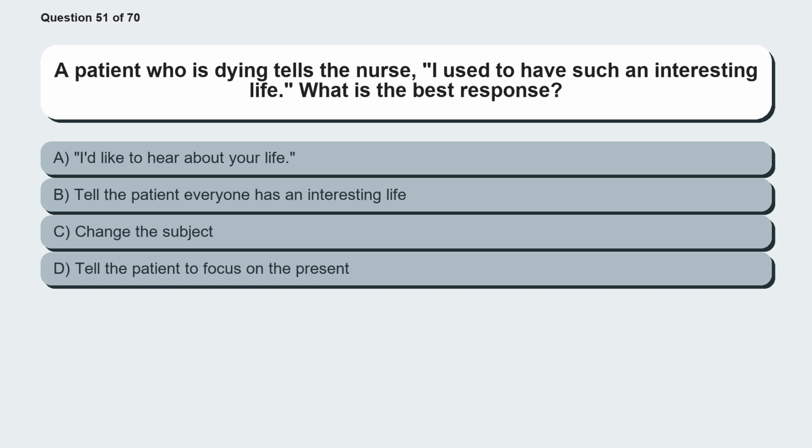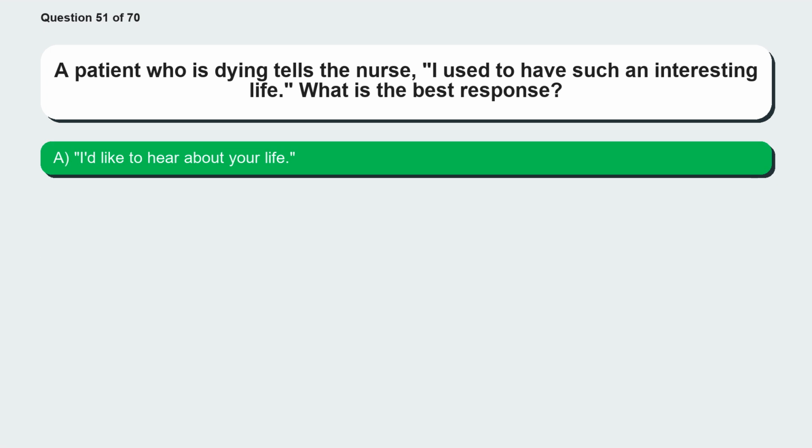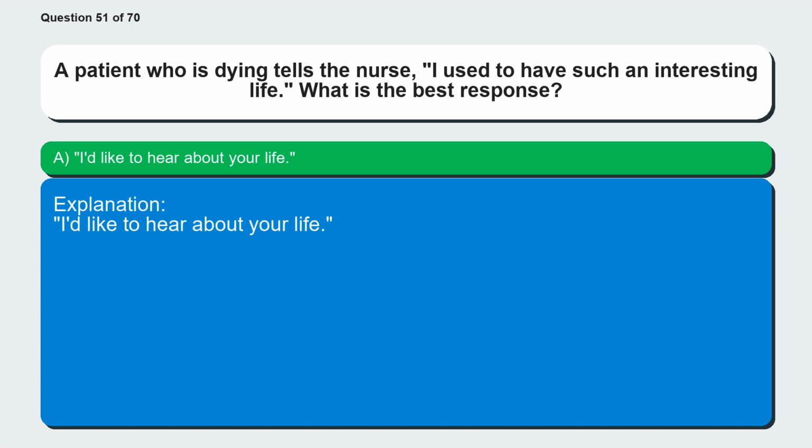Question 51. A patient who is dying tells the nurse, "I used to have such an interesting life." What is the best response? Option A, I'd like to hear about your life. Option B, tell the patient everyone has an interesting life. Option C, change the subject. Option D, tell the patient to focus on the present. The correct answer is option A, I'd like to hear about your life.